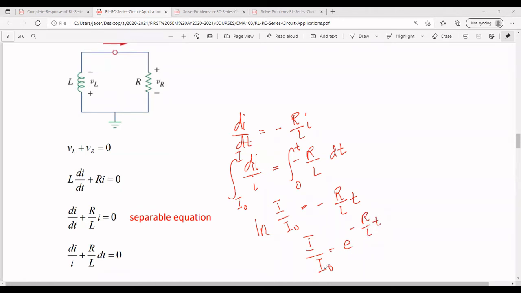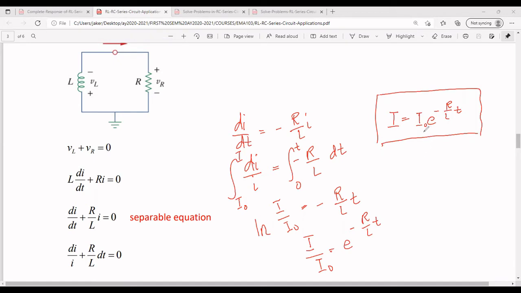Okay? And you can cross multiply the initial current. So you have I, the current at any time t, being equal to I sub O e raised to negative R over L times the time. This is your ready-made formula for the current in an RL circuit. Okay, we refer to this as the instantaneous current.